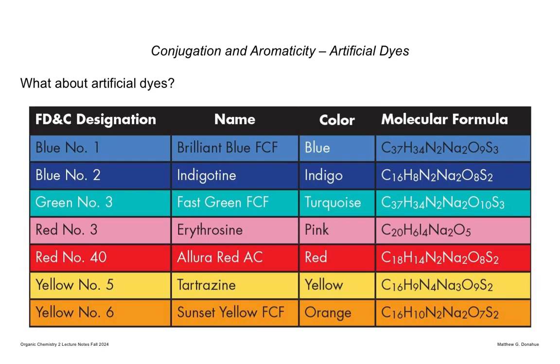And so here are the names of those. Blue number 1 is called Brilliant Blue FCF. The molecular formulas are pretty big. If you want to look up the structures, you can just go to Wikipedia and look at them. But typically, they have extended conjugation.